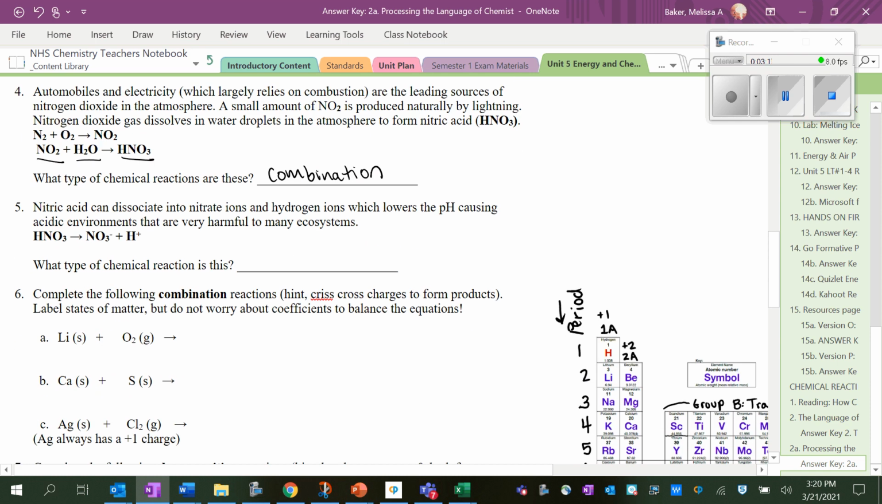Nitric acid can dissociate into nitrate ions and hydrogen ions, which lowers the pH, causing acidic environments that are very harmful to many ecosystems. So once again, it's showing a breakdown. This is decomposition.